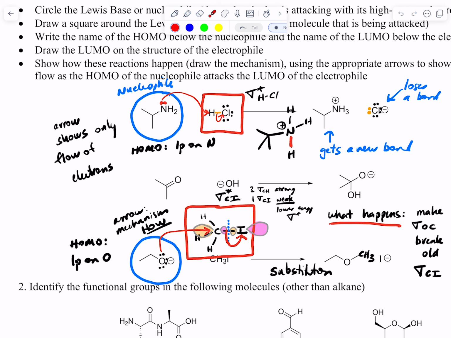nucleophile attacks electrophile. You don't know how to get started? Start with identifying the HOMO of the nucleophile and the LUMO of the electrophile. And if you can do that, then you can start drawing a mechanism. You'll be well on your way to predicting what's going to happen.